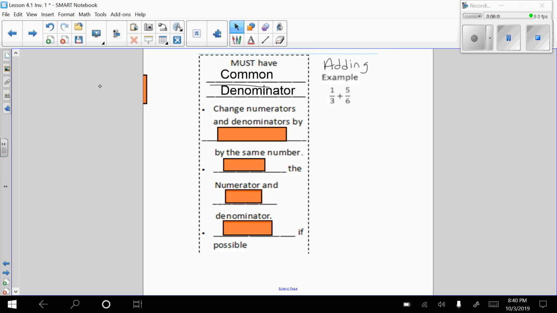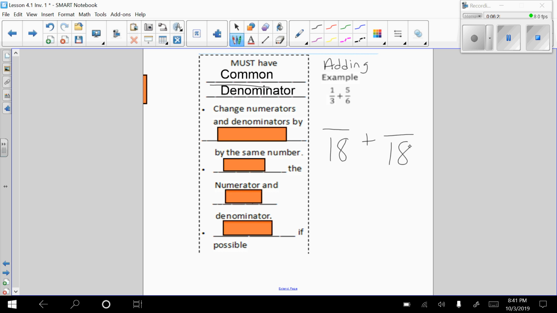The easiest way to do it is just multiply the denominators together. So 1/3 plus 5/6. Well, 3 times 6 gives me 18. So I need to find something over 18 plus something over 18.